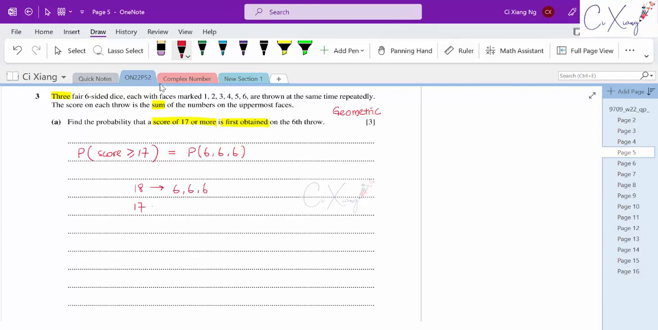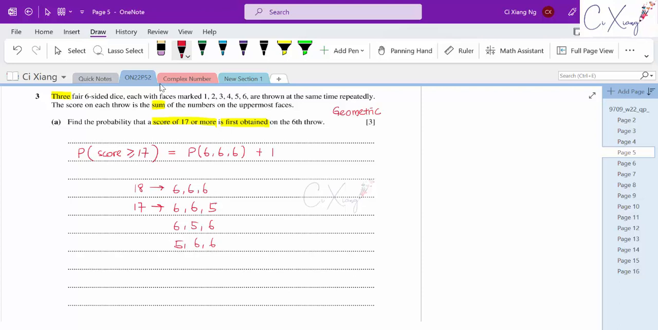What are the possible cases where our score equals 17? From here, I think we can see very clearly both 2, 6 and 1, 5. If I get 6, 6 and 5 for my 3 dice, then I have 6 plus 6 plus 5, which is 17. But please take note that 665 equals 17, and it can also be the case that I have 656, which also gives a score of 17, and also 566 gives a score of 17.